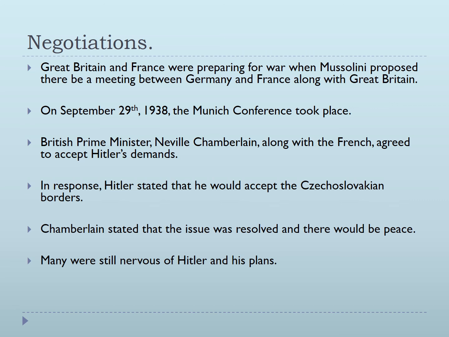British Prime Minister Neville Chamberlain, along with the French, agree to accept Hitler's demands. So they agree that they're going to turn the Sudetenland over to Hitler. And in response, Hitler says that he will respect the Czechoslovakian borders. He only wants the Sudetenland. He won't touch anything else in Czechoslovakia.